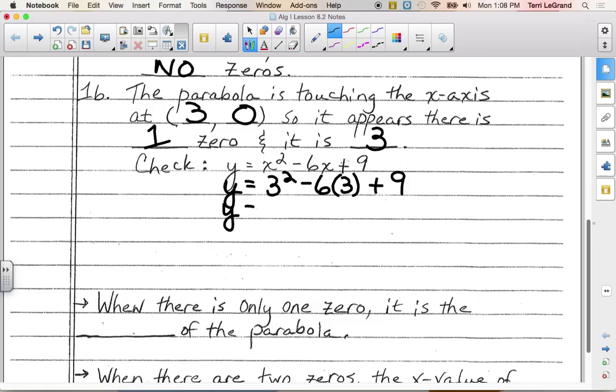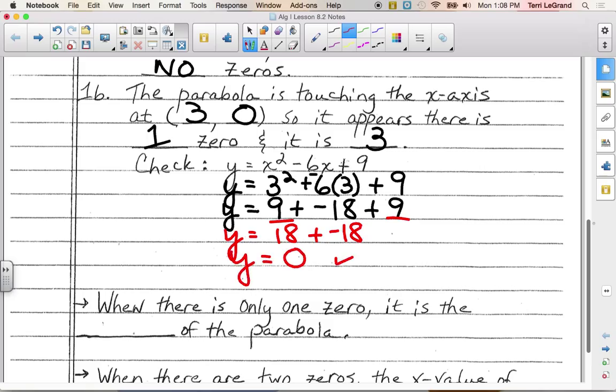Three squared is 9. I can change this to add the opposite, and I have plus a what? Negative 18. I can add in any order I want, can't I? I'm thinking I want to add these 9s together and say, oh, I got an 18 there, plus a negative 18. Zero. Yeah, you do get y equals 0, don't you? So 3 checks out. 3 is a zero.